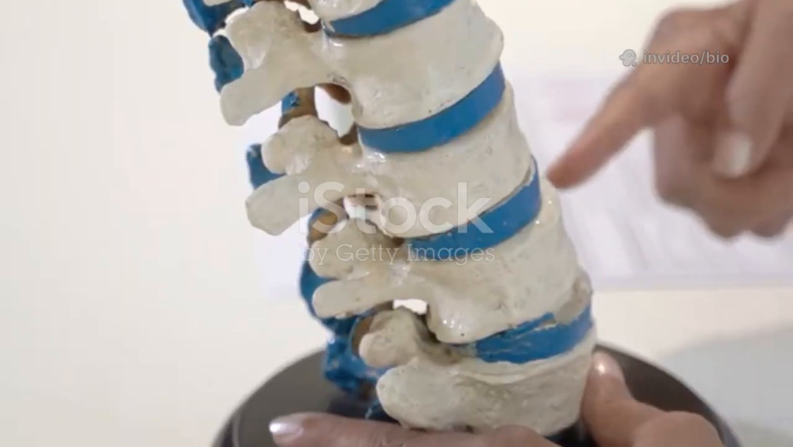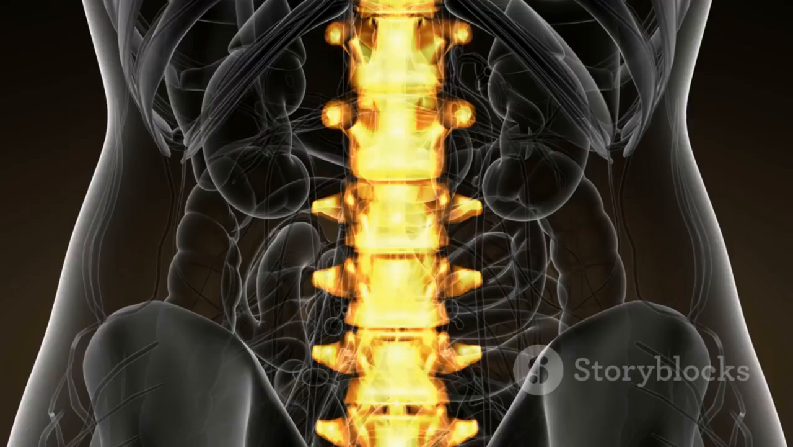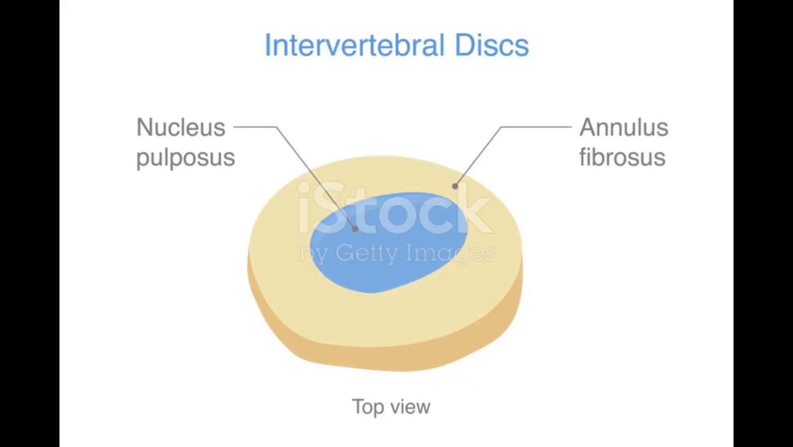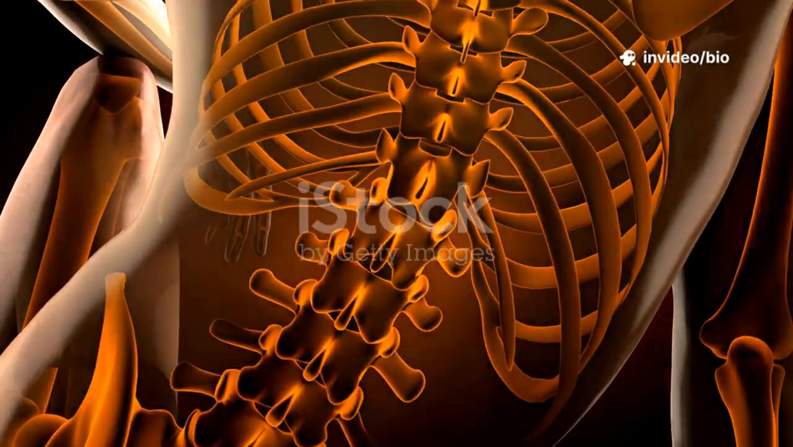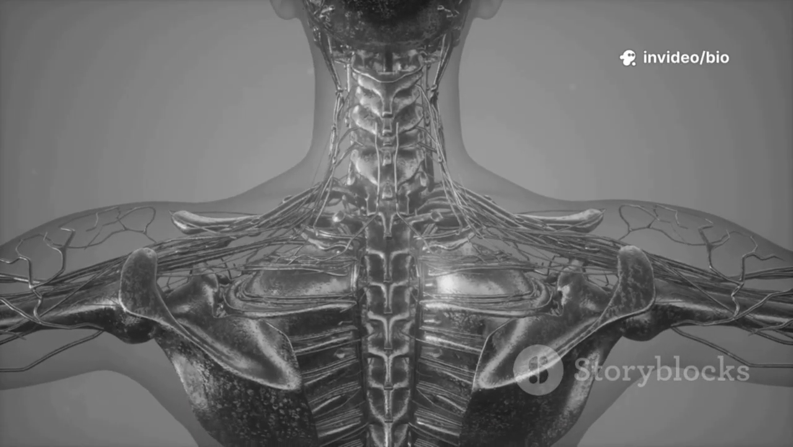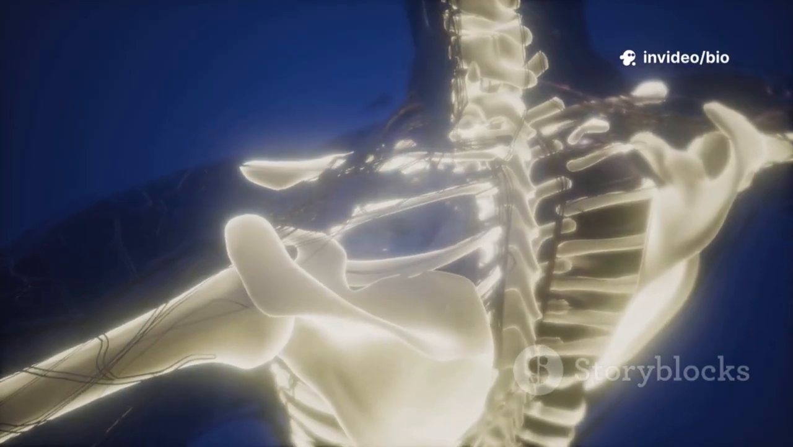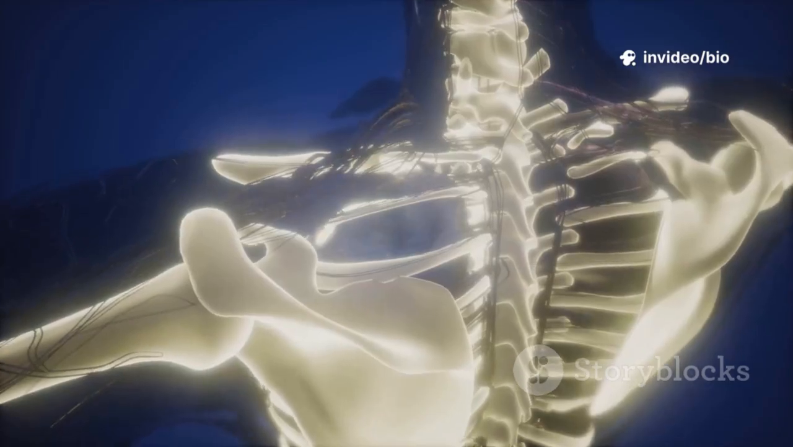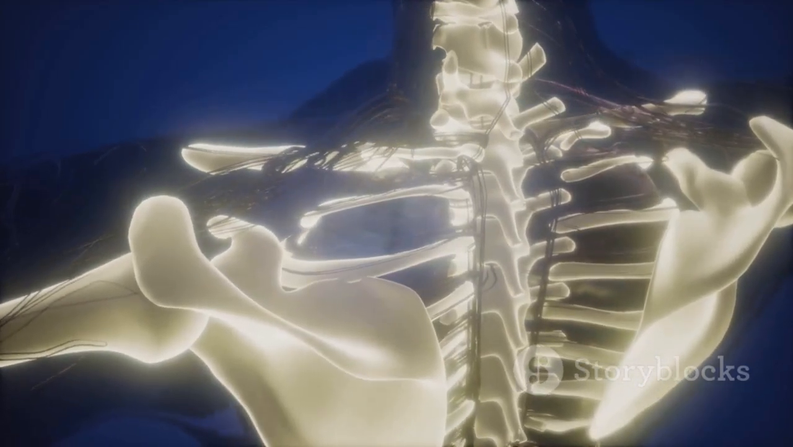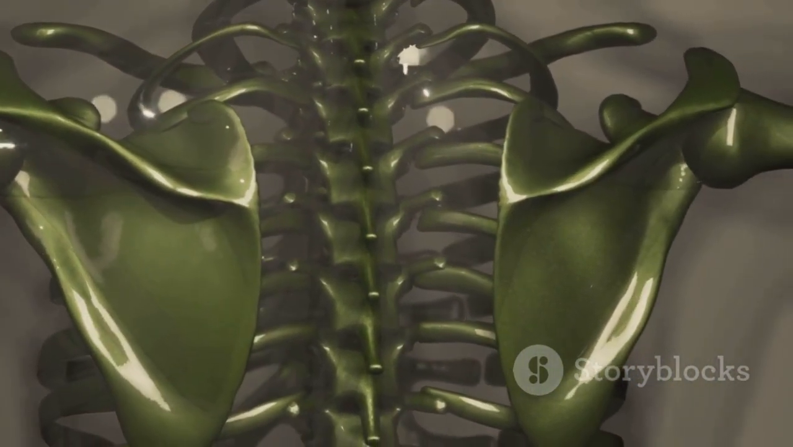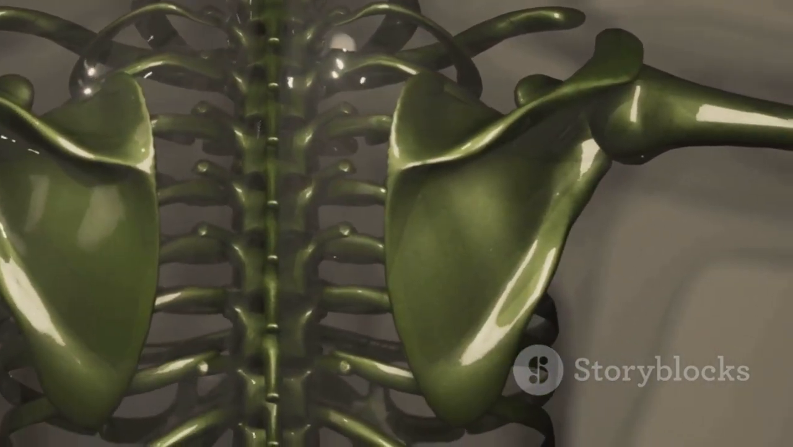The main structures resisting axial compression are the vertebral bodies and intervertebral discs. They bear the majority of the load. Other structures also contribute: facet, or zygapophyseal, joints, which can take 0 to 30% of the compressive load, and spinous processes, especially in extension when they contact each other.